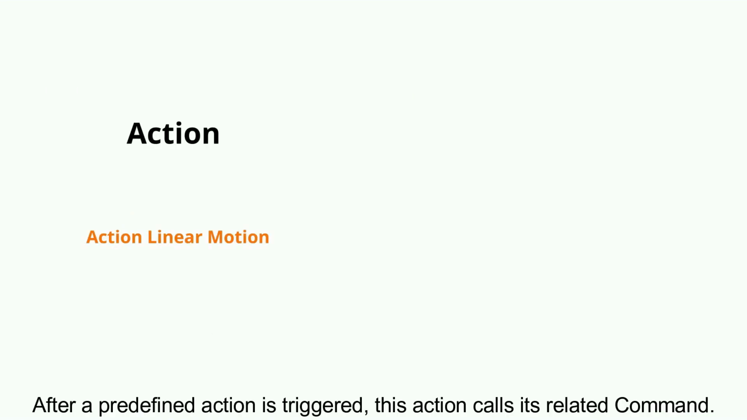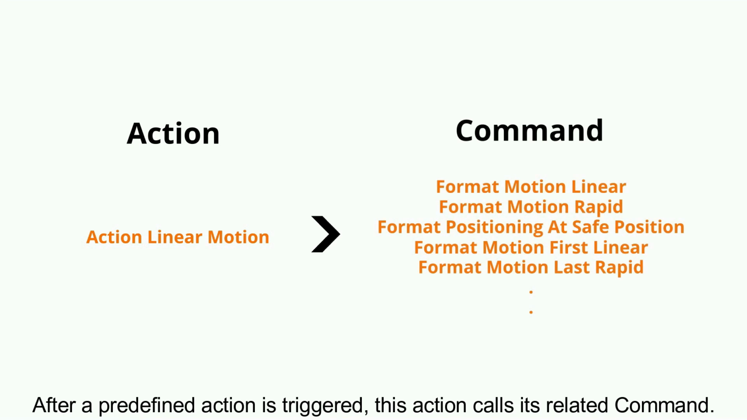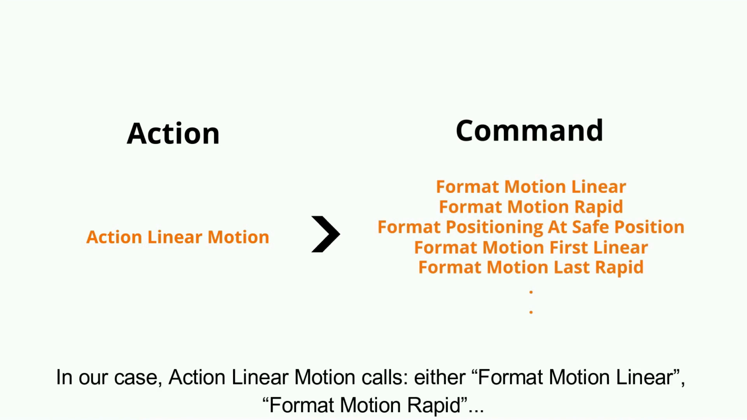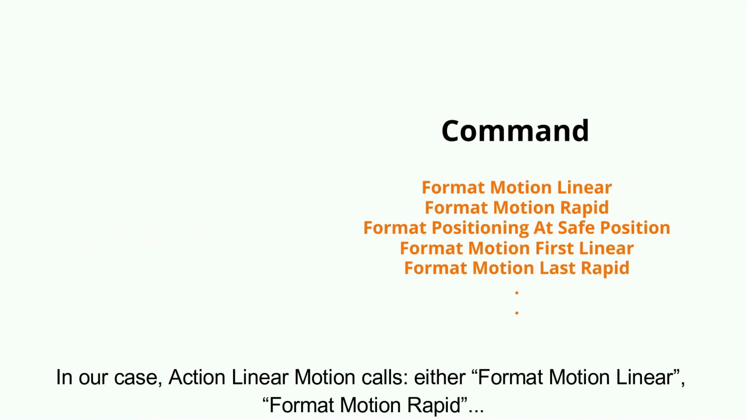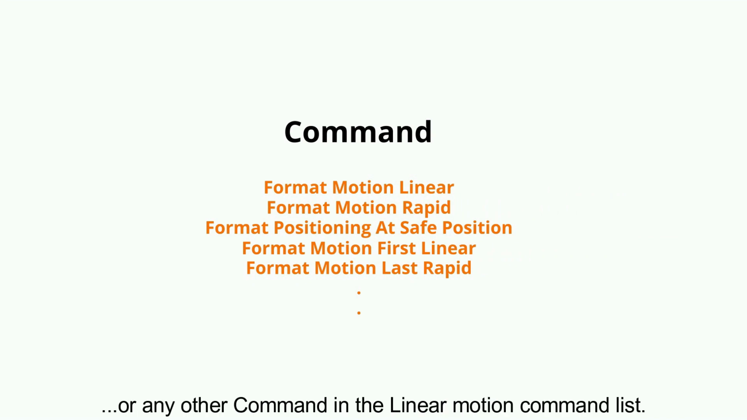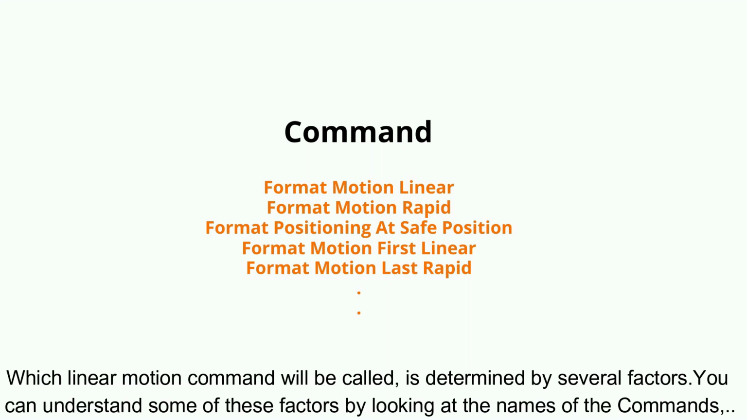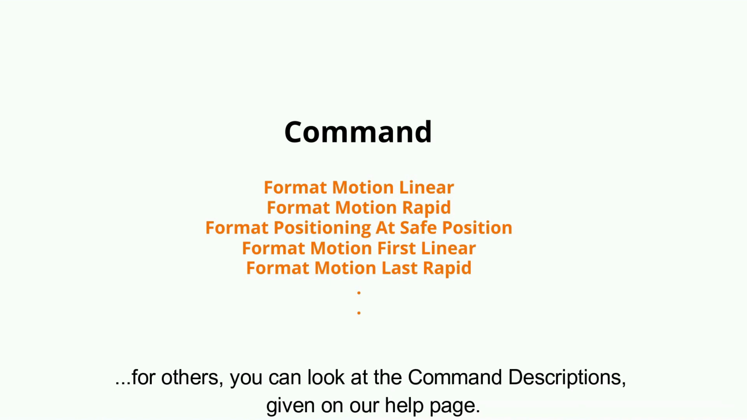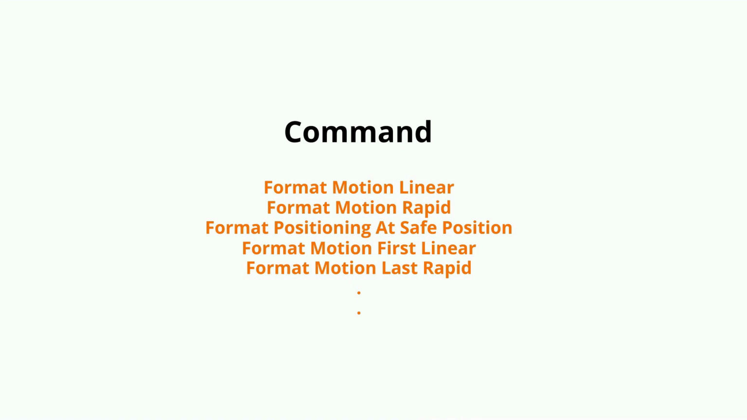After a predefined action is triggered, this action calls its related command. In our case, action linear motion calls either format motion linear, format motion rapid, or any other command in the linear motion command list. Which linear motion command will be called is determined by several factors. You can understand some of these factors by looking at the names of the commands. For others, you can look at the command descriptions given on our help page.